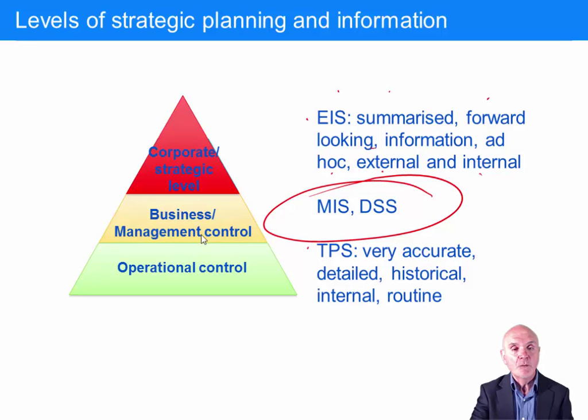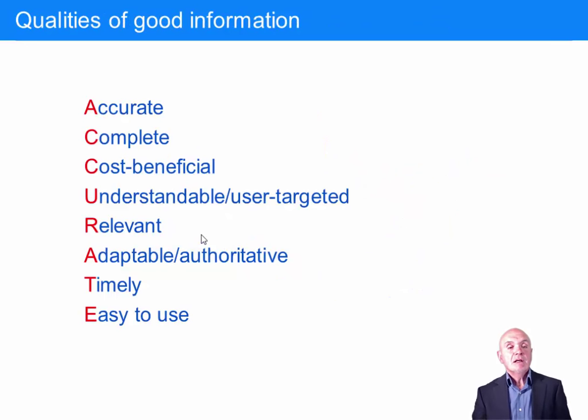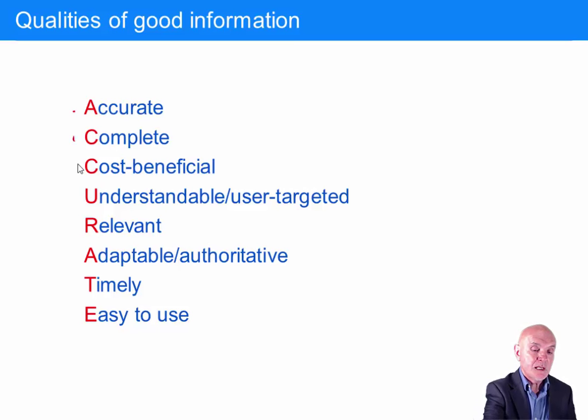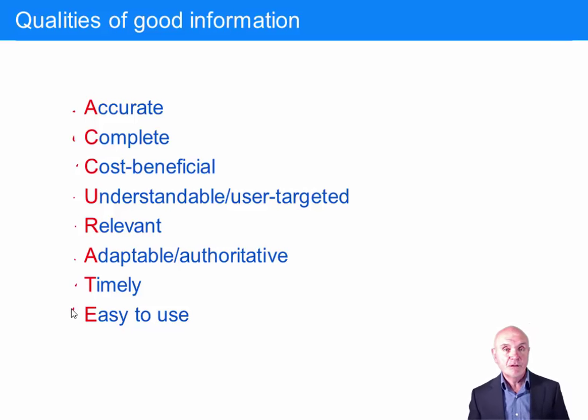If you're going to be looking for what are the qualities of good data, you can look at this. This, as you see, spells accurate going down here. Information should be sufficiently accurate to be useful. It needs to be complete. It needs to be cost beneficial. That came out in the feasibility study. There's no point in having information where the benefit is less than the cost.